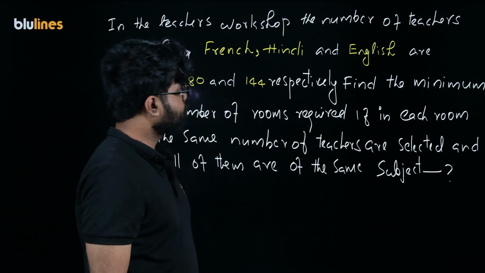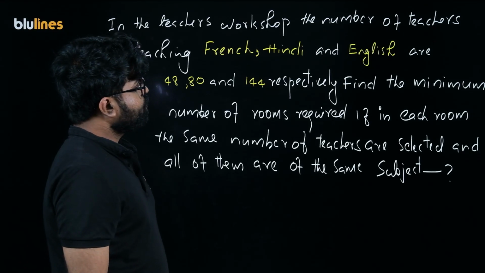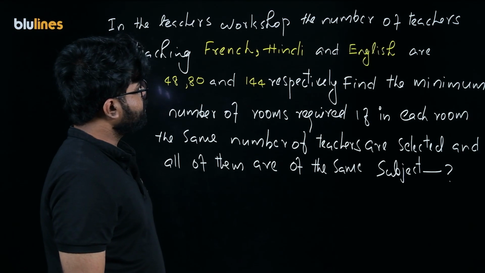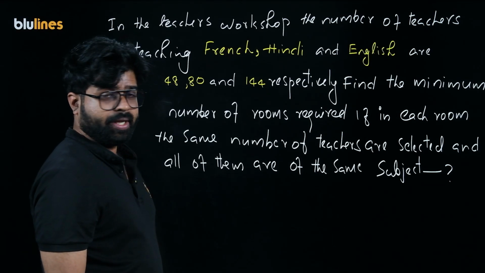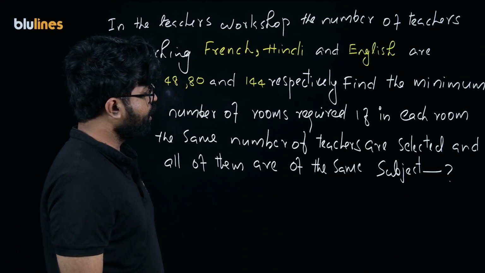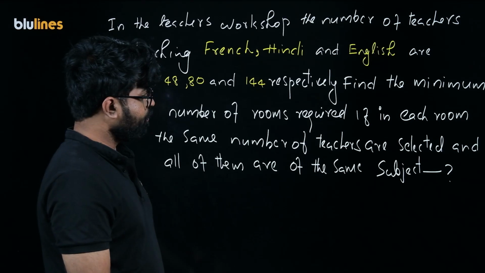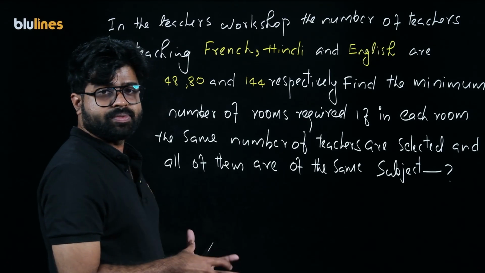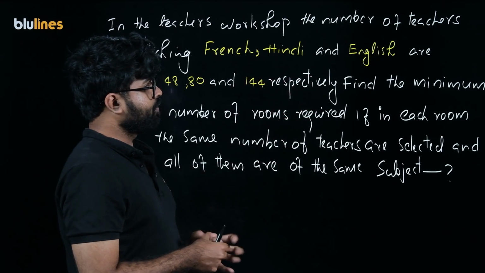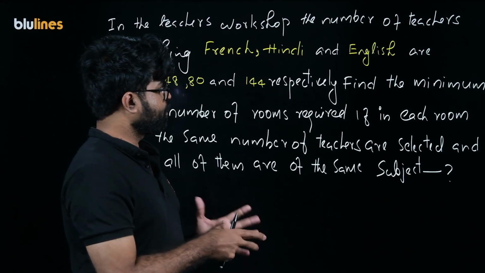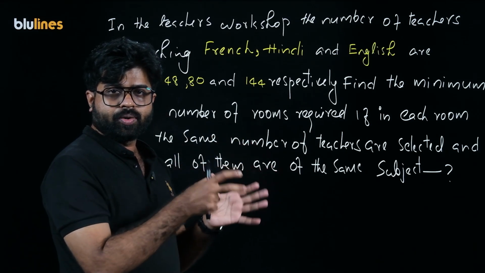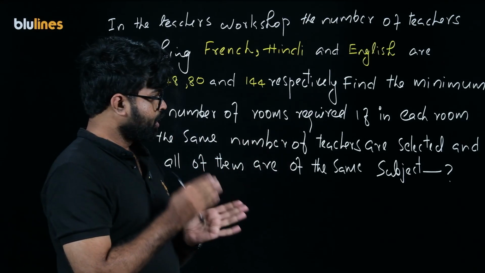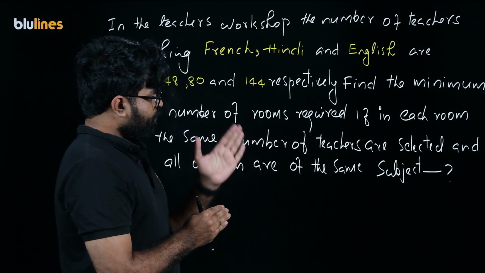Next one. In a teacher's workshop, the number of teachers teaching French, Hindi and English are 48, 80 and 144 respectively. Find the minimum number of rooms required if in each room the same number of teachers are seated, and all of them are of the same subject. This is usually happening in our schools too. We have certain teachers who teach French, Hindi or English, and they will be sitting in a single room or having a department-wise room. Similarly, we need to find the number of rooms.